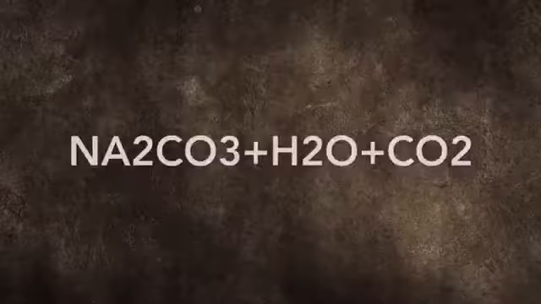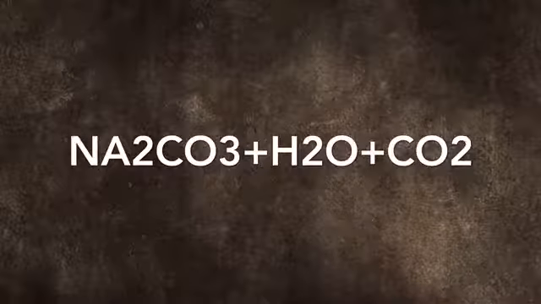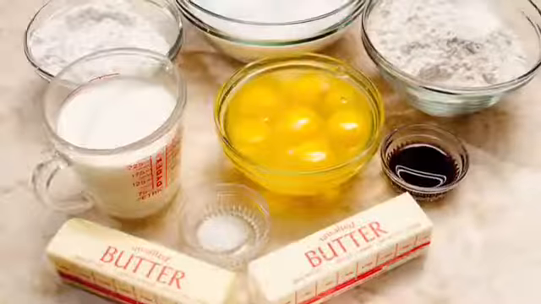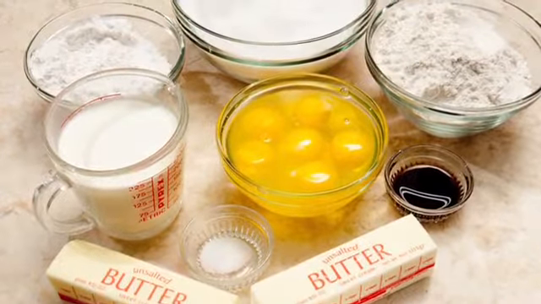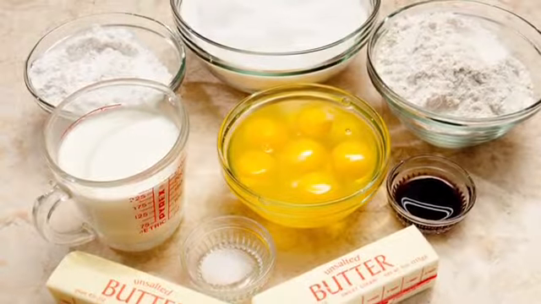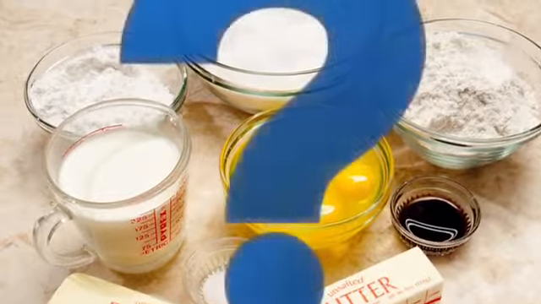This is the chemical reaction of baking a cake. Now you might not know what this means right now. That's why I'm here to teach you. The basic ingredients we use while making a cake are eggs, flour, butter, oil, vanilla, sugar, milk, and salt. Now you're probably saying to yourself, what does baking a cake have to do with chemistry?